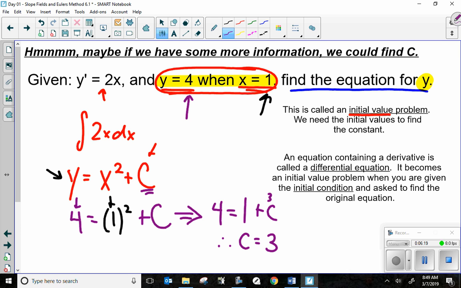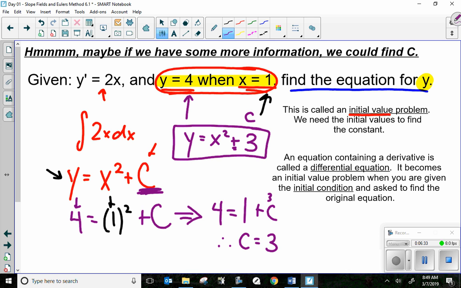Now I know c. Guess what? y equals x squared plus, this was c we had here, but now we know c is a positive 3. And this is the exact original equation that my derivative came from, given my initial condition where y was 4 and x was 1. Okay?